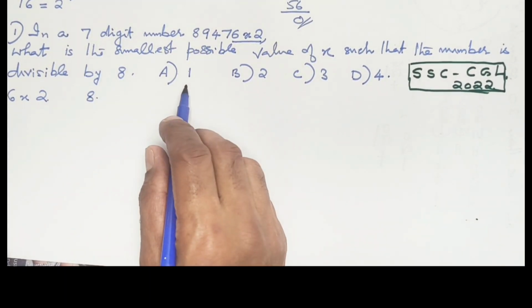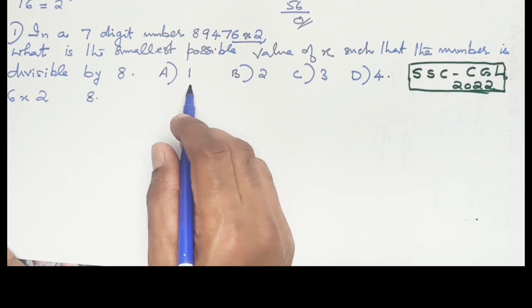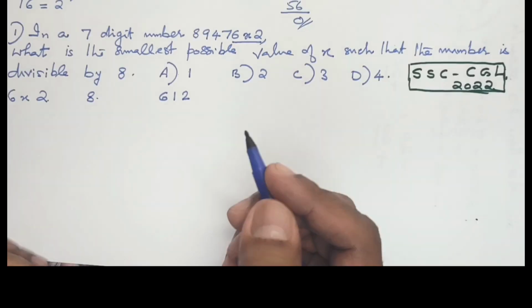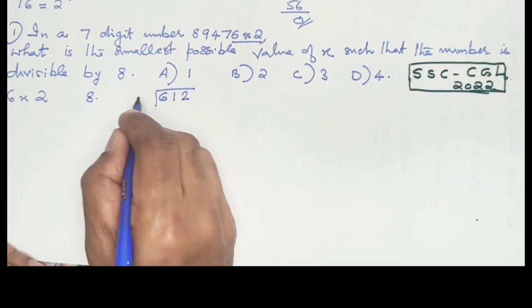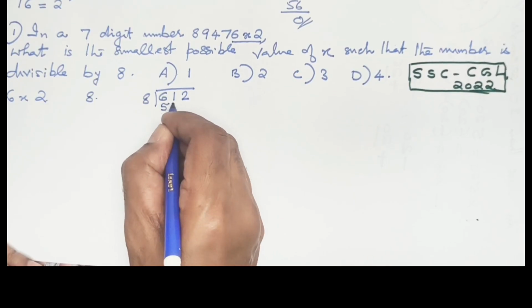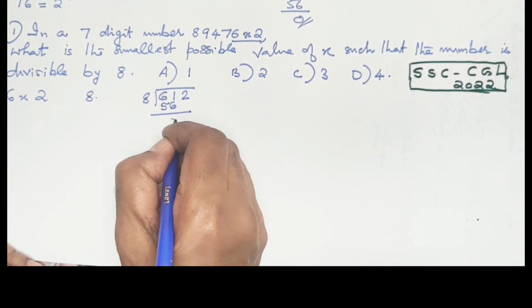See, among the options given, 1 is the least possible number. So let's substitute 1 for x. So you have 612. Now just divide it by 8 and see if this is divisible by 8. When you do the division, you have 56, 52.